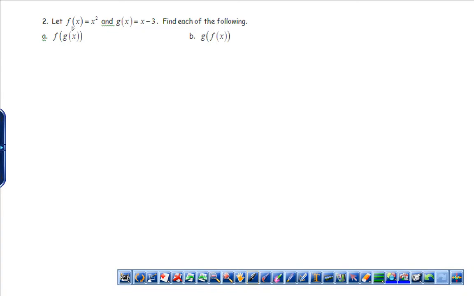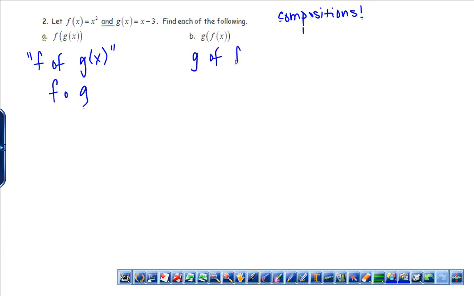This next section says if f of x is x squared and g of x is x minus 3, find each. Well, first of all, these are composition functions. And another way that you might read this or see this is f of g of x. And another way that you might see this is with a little bitty o and a g. So you might see this as f circle g, and this is g of f of x. And you might see this as g circle f, with a little bitty o in the middle.